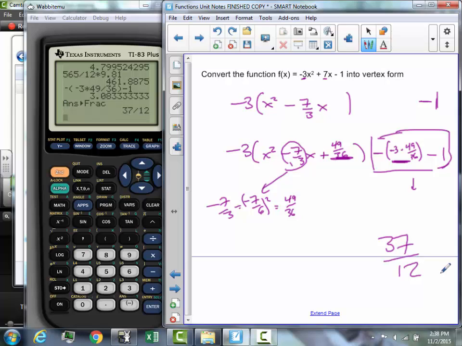I got 37 over 12. So make sure you do a negative, then bracket -3, 49 over 36, and then subtract 1. And then fractionize it. That's a verb. Adjective? Verb. It's actually... Anybody else able to get that? I got 37 over 12.